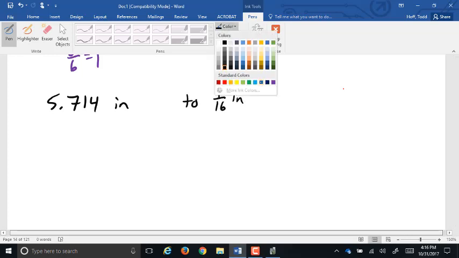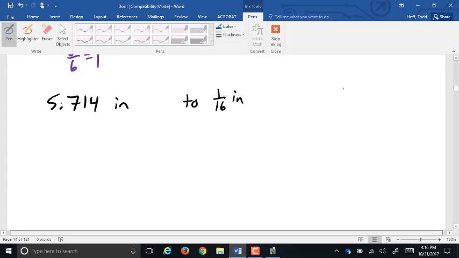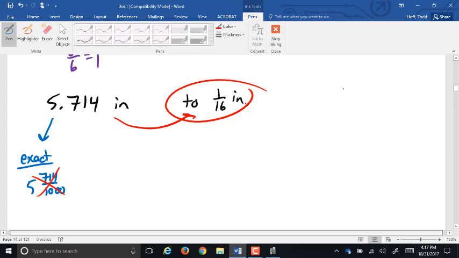And you need it to the nearest 16th of an inch. Now we've looked at converting it to exact fractions. If we're doing an exact fraction, this would be 5 and 714 over 1,000. And then we'd reduce that fraction. But we're not trying to do an exact fraction. We're trying to do the nearest 16th of an inch. To do that, we're going to keep the whole, 5, and we need to find the fraction that is left by the decimal, the 0.714.